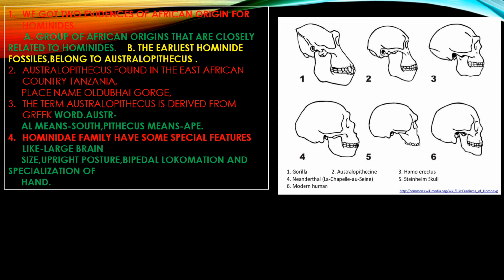The hominidae family has some special features. I have told you: larger brain size, upright posture, so they can walk very fast, bipedal locomotion, and specialization of the hand, because they can use their fingers very easily, and they are very familiar with the movements of their hands. But hominoids did not have that kind of facilities. Got it?